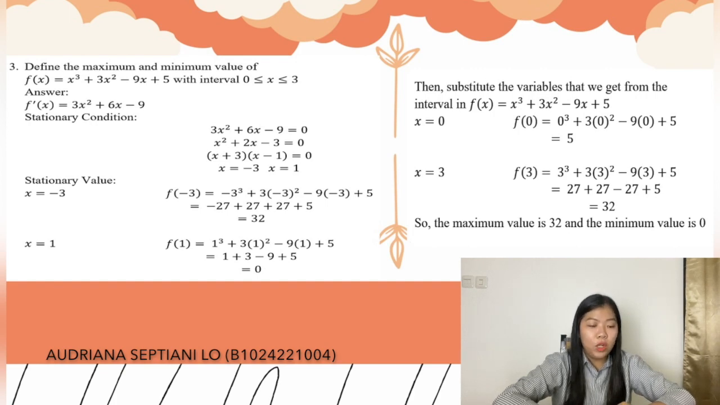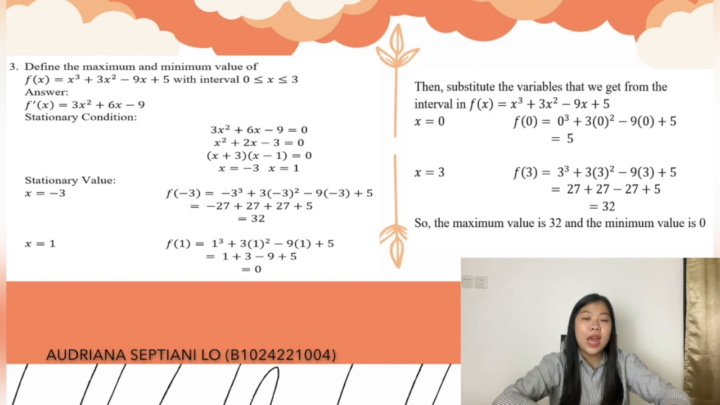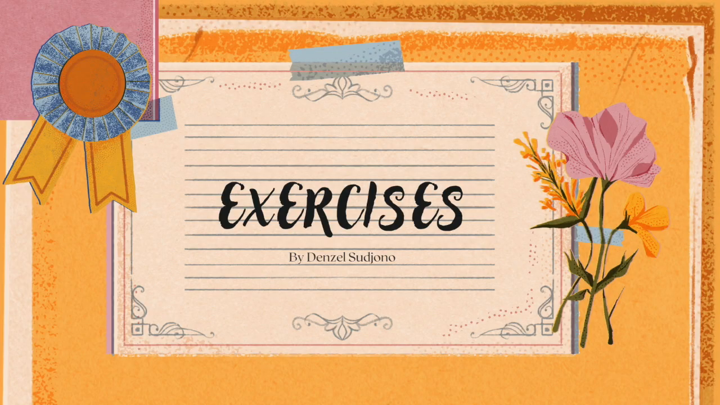For x equal to 0, it is 0 power 3 plus 3 times 0 power 2 minus 9 times 0 plus 5, and the result is 5. Next, for the variable is 3, the form is 3 power 3 plus 3 times 3 power 2 minus 9 times 3 plus 5, and the result is 32. So the maximum value is 32 and the minimum value is 0.